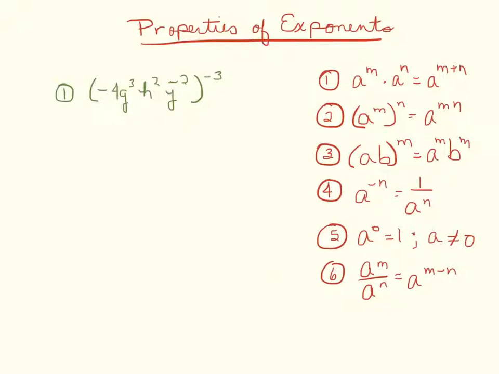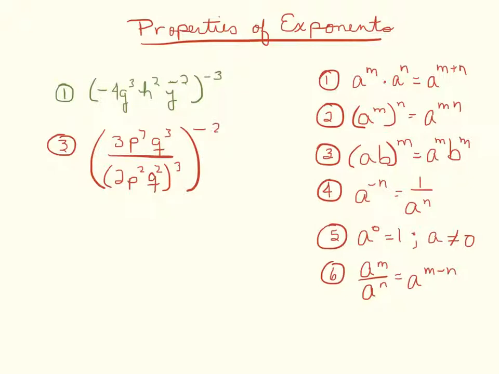Alright, next up, problem number 3. 3 may be my last one. We've got 3p to the 7th q cubed over quantity 2p squared q squared cubed, all raised to the negative 2.